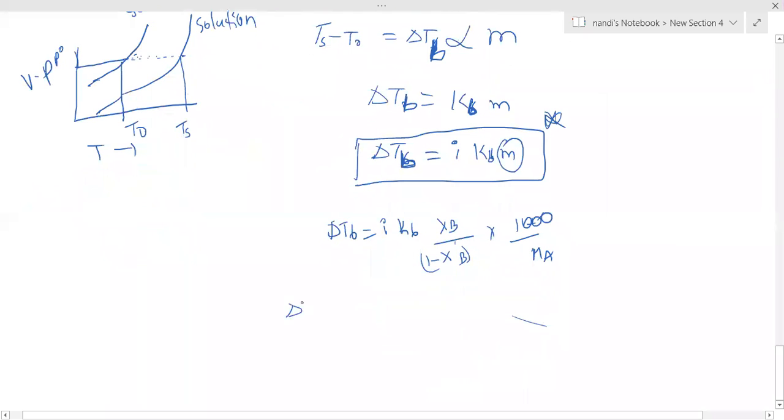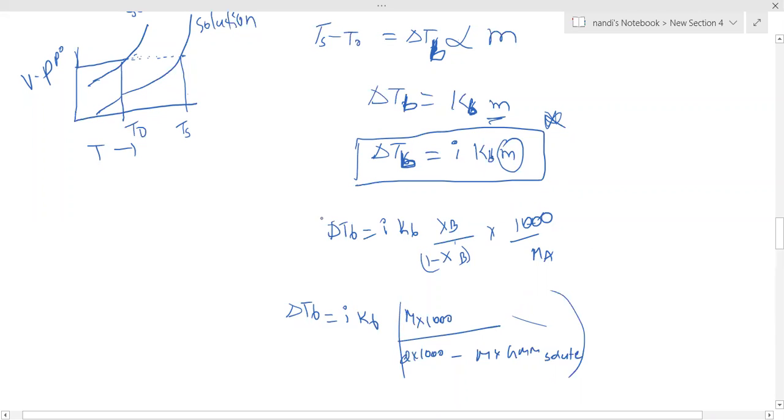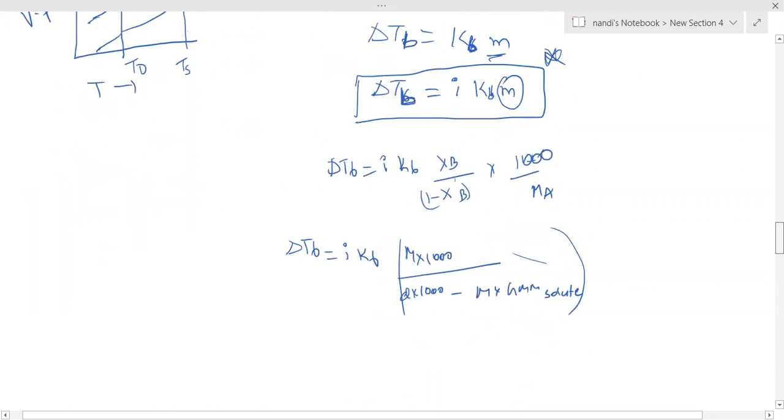Then delta TB equals i into KB into molality. In place of molality, I am writing in terms of molarity: M into 1000 by density into 1000 minus M into gram molecular mass of solute. So this is also one of the formulas for the molality and molarity relationship. They can ask delta TB by giving any of these.